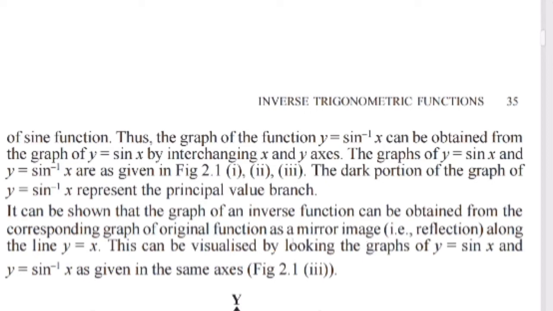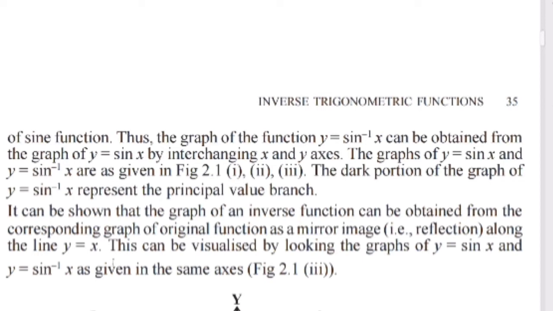function can be obtained from the corresponding graph of the original function as a mirror image. So always, not necessarily should be a trigonometric function. The graph of any inverse function we can get from the original function by using the line y is equal to x. So it is a mirror image. The inverse function and the original function will be mirror images of each other. It will be a reflection. The mirror image is also called a reflection.